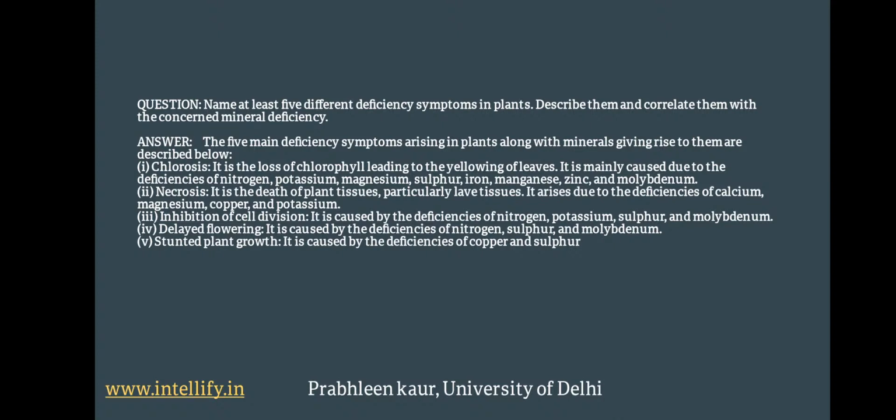Necrosis is the death of the plant tissues, particularly leaf tissues. It arises due to the deficiencies of calcium, magnesium, copper, and potassium. Inhibition of cell division is caused by the deficiencies of nitrogen, potassium, sulfur, and molybdenum. Delayed flowering is caused by the deficiencies of nitrogen, sulfur, and molybdenum. Stunted plant growth is caused by the deficiencies of copper and sulfur.